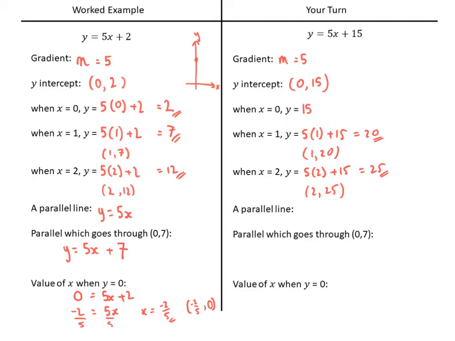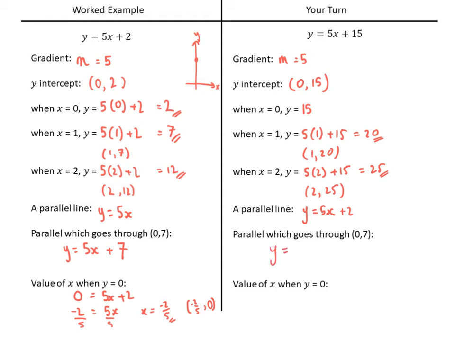A parallel line. So long as you have got y equals 5x, your y-intercept can be anything you want, so long as it's not plus 15. So you could have plus 16, you could have minus 16, you could have what y had in the first one. You could have y equals 5x plus 2. Parallel which goes through 0, 7.